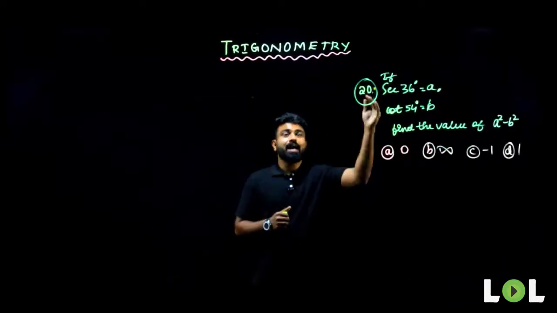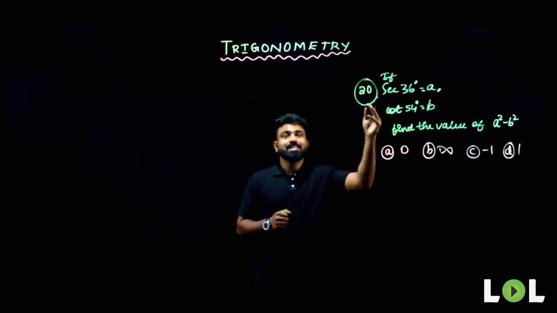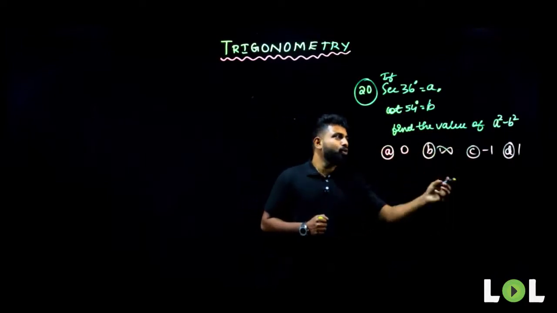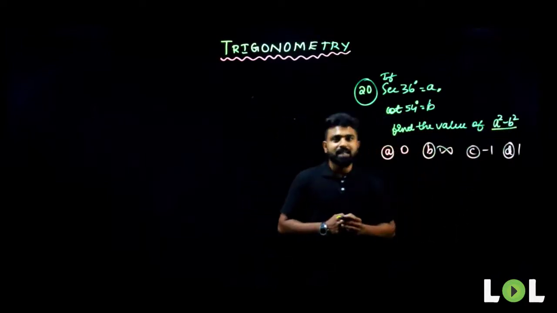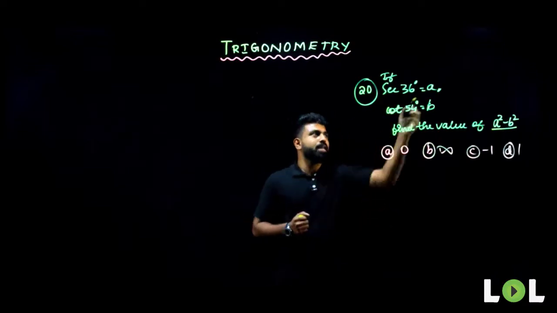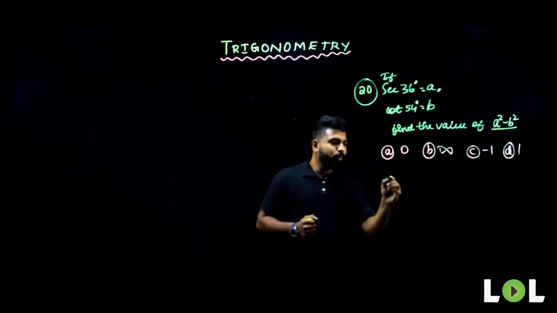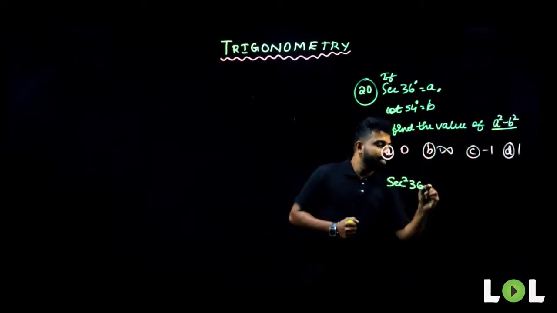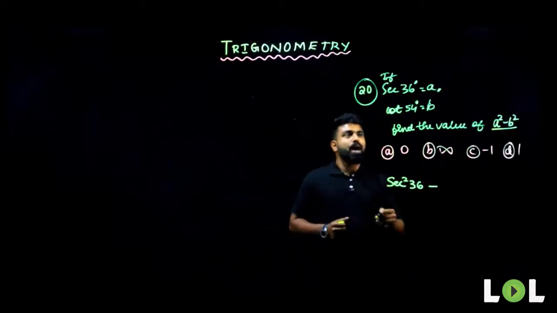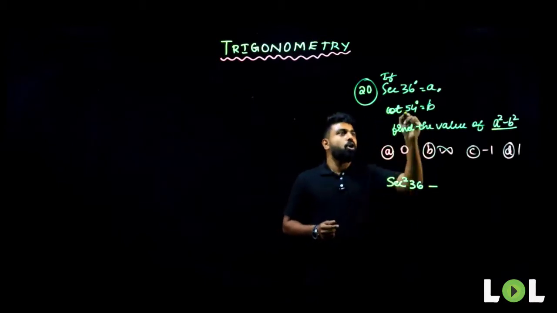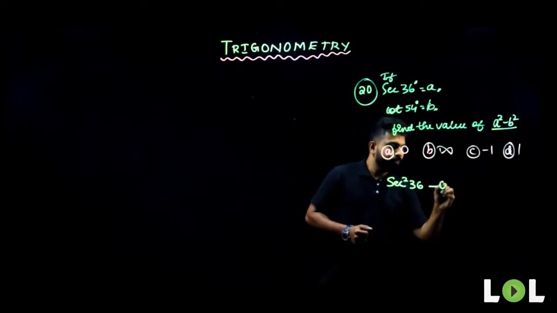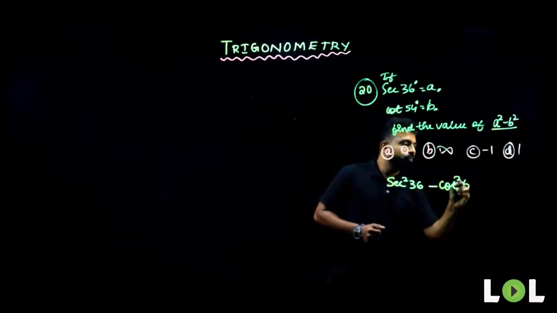Let us look at our last question for the day. What do we have here? Secant 36 degrees is equal to A and cot 54 degrees is equal to B. Then they're asking to find the value of A square minus B square. What is A square here? If A is secant 36, A square will be secant square 36, minus B square. What is the value of B square here? If cot 54 is equal to B, then B square will be cot square 54 degrees.